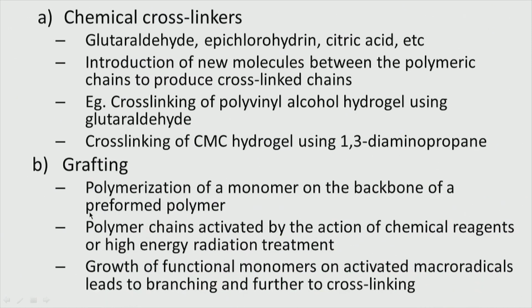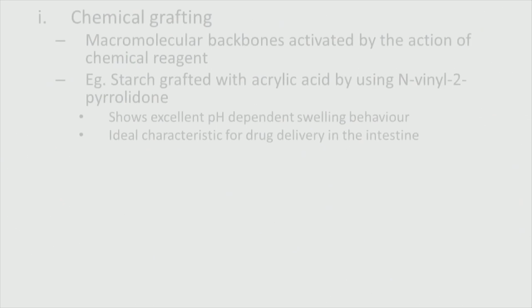Okay. Then comes grafting, that is polymerization of a monomer on the backbone of a preformed polymer. So, we have a polymer, then we put in another monomer and start polymerizing. Polymer chains activated by the action of chemical reagents or high energy radiation. So, we activate them by putting in some radiation, or we add some highly reactive functional groups. Growth of functional monomers on activated macro radicals leads to branching and further cross linking. Okay. So, we already have a long chain, we create radicals and then we create branching and then cross linking, that is called the grafting method.